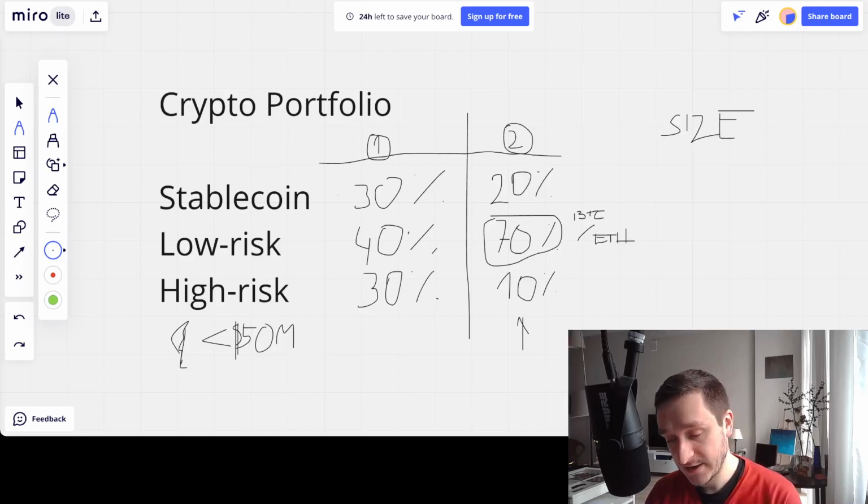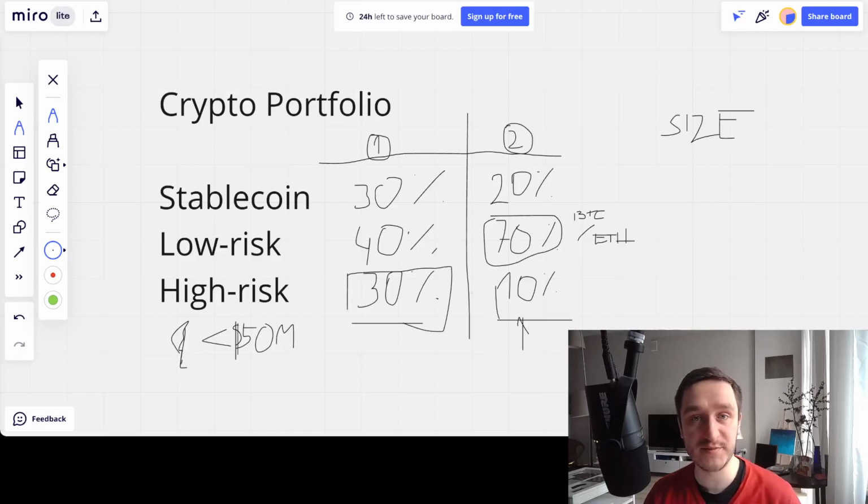Now, what should be the size of the positions taken for particular coins? So for example, what should be the size of the bets here? How much should you really bet, how many bets should you make in general for that to make sense? Should this 10% or this 30% be one big bet? Should you split that into a couple of bets? And this is where Kelly's criterion comes into play.